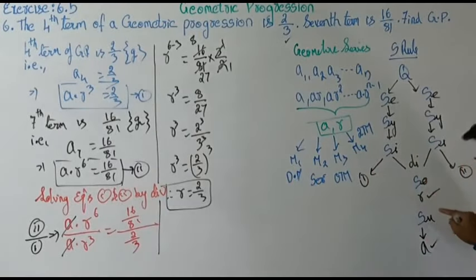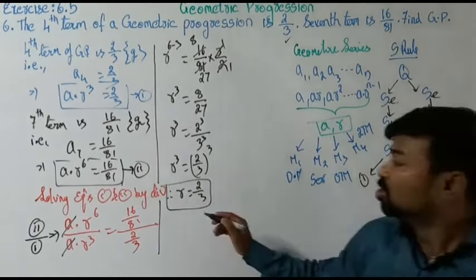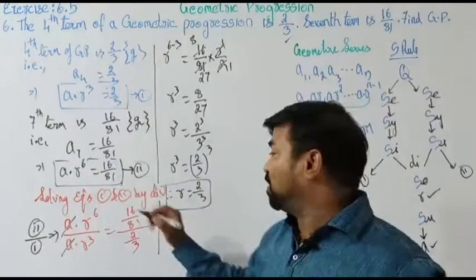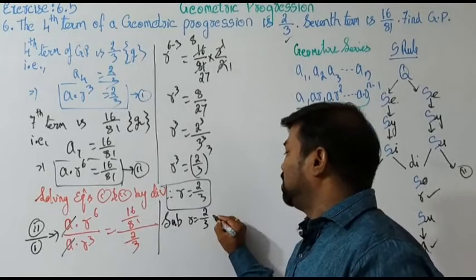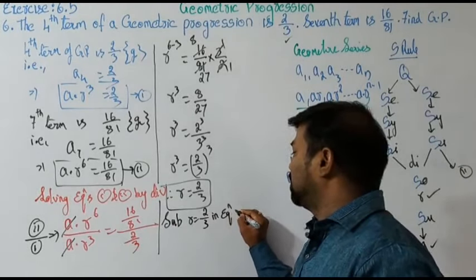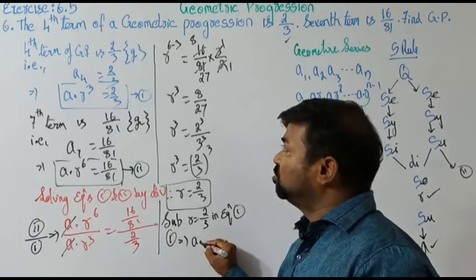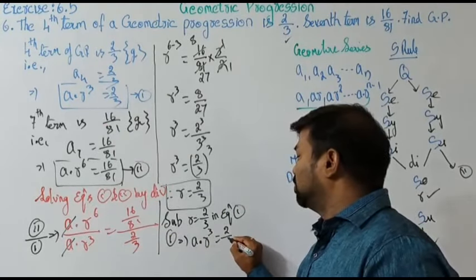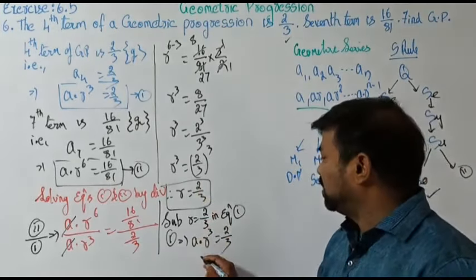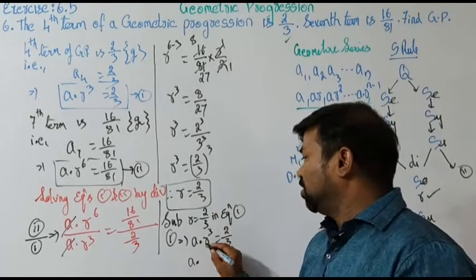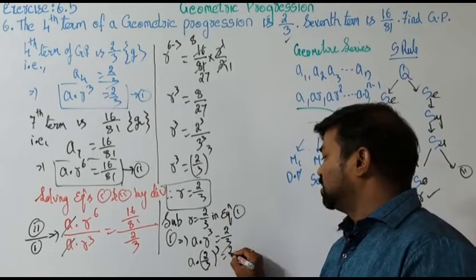So after getting r, let us substitute in any one of the equations and we'll get the value of a. Which is the simpler one? This is the simpler one. Substituting r is equal to 2 by 3 in equation 1. What's equation 1? It's a into r to the power 3 is equal to 2 by 3. Let us substitute the value of r: a into 2 by 3 whole to the power 3 is equal to 2 by 3.